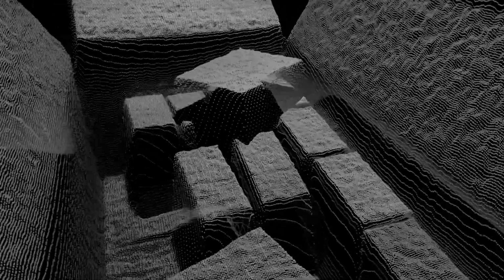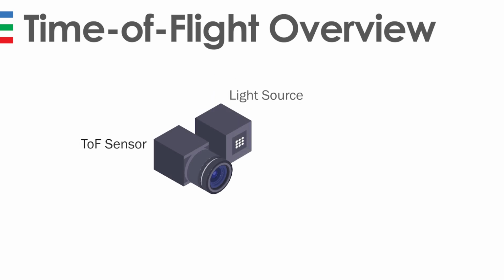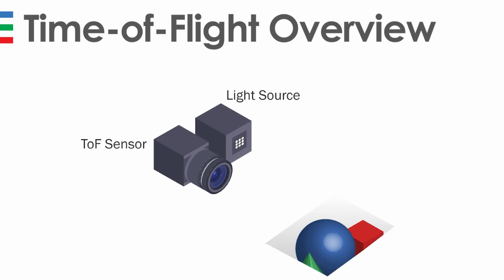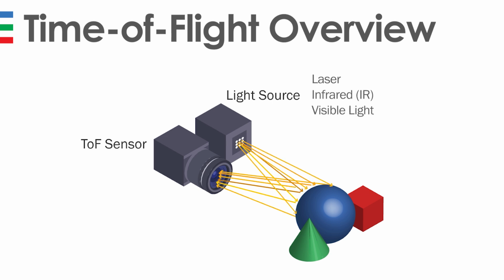We'll go into more details about what applications it's best suited for in a bit, but right now I want to give a quick high-level overview of how time-of-flight calculates 3D depth data. In general, you need two major components. You need a ToF sensor, and you need a light source that emits pulsed light. The emitted light can be either laser, IR, or visible light, but most current ToF cameras use near IR. 3D depth data is calculated by measuring the time it takes for the emitted light to be reflected from the scene and back to the sensor.